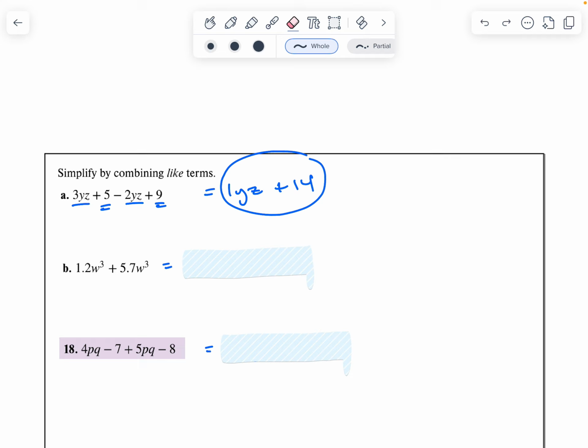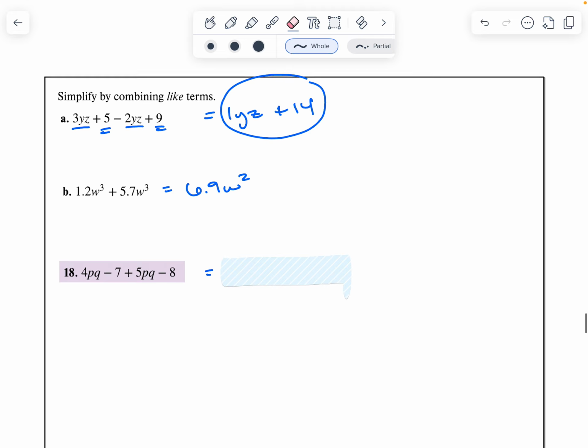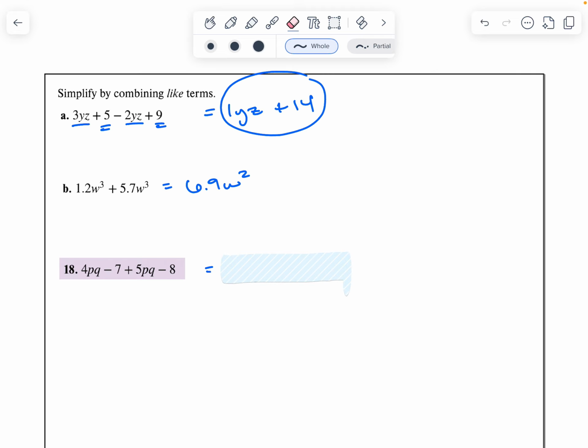Try these next two. Both items have a w to the third, so we can combine their coefficients. And then the last one, we have combinations of pq's and combinations of regular numbers, so we should end up with things with pq's and regular numbers.